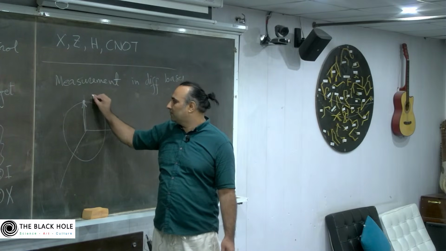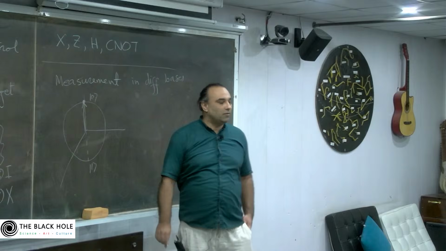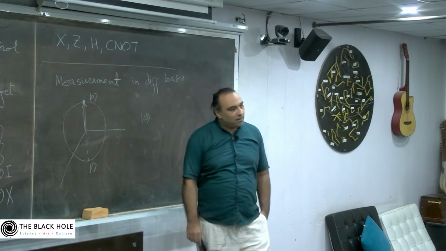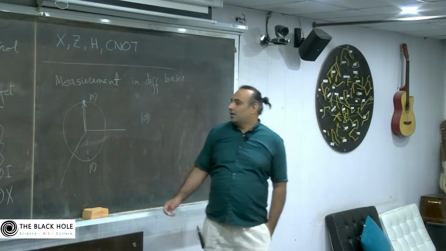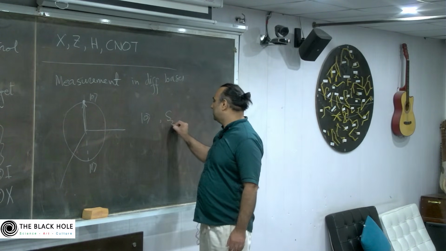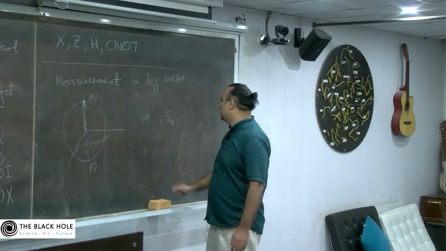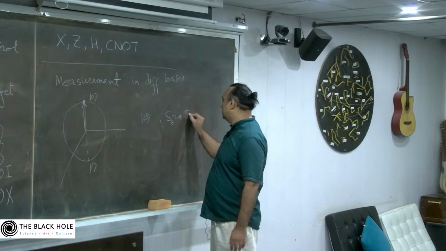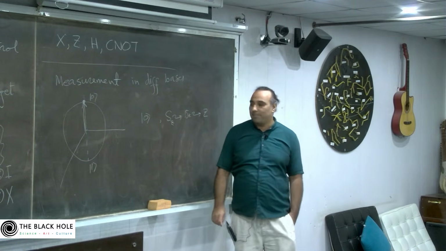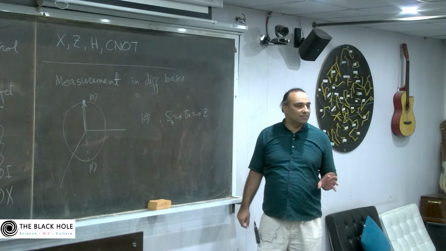So here. Now, that's the state of our system. Now if we perform a measurement in the SZ basis, SZ means sigma Z, basically Z, SZ or sigma Z or Z, whatever you like to call them. If you perform measurement in these bases, what does that mean?